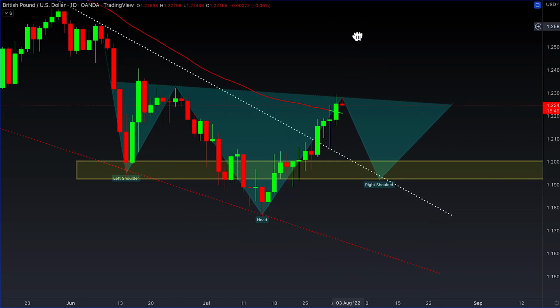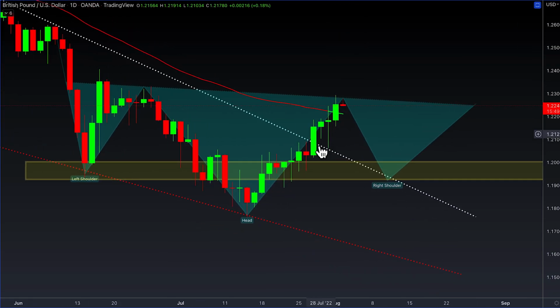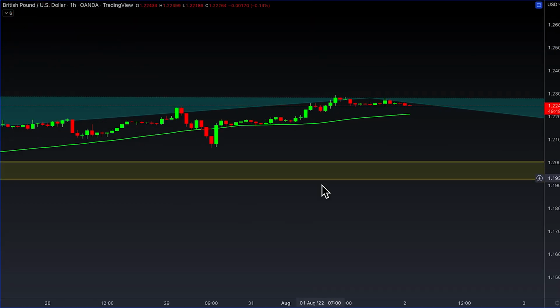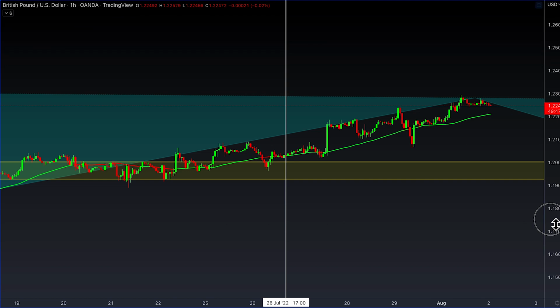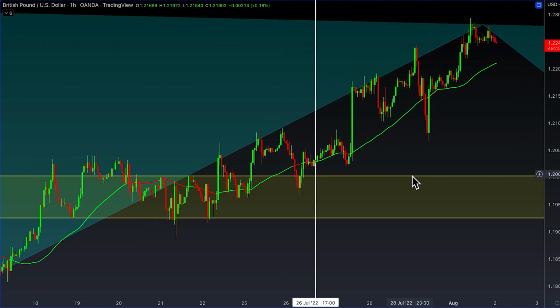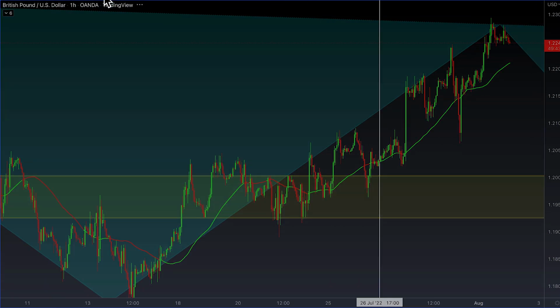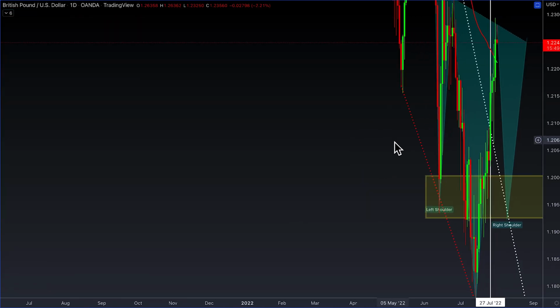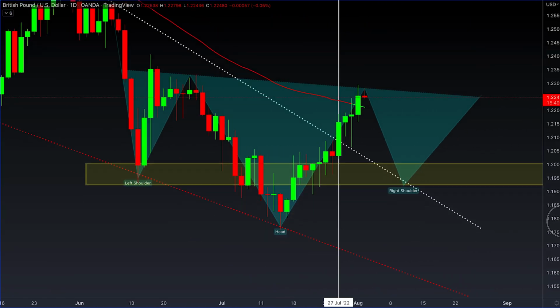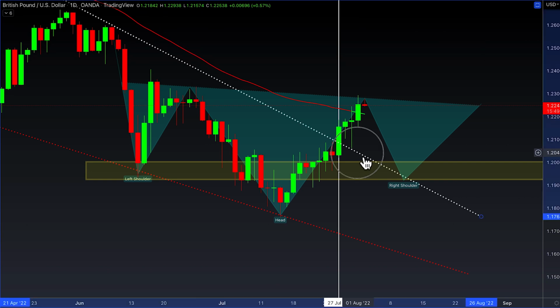Now, check this out. When price broke this trend line, did we have an entry? Let's see. Oh, yeah. Well, actually, let's go back to the daily chart. Sorry about all this. Let's go to the daily chart.